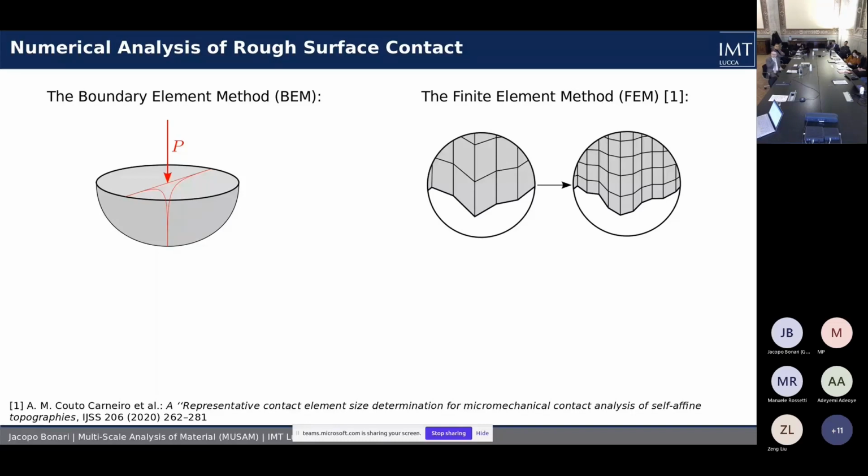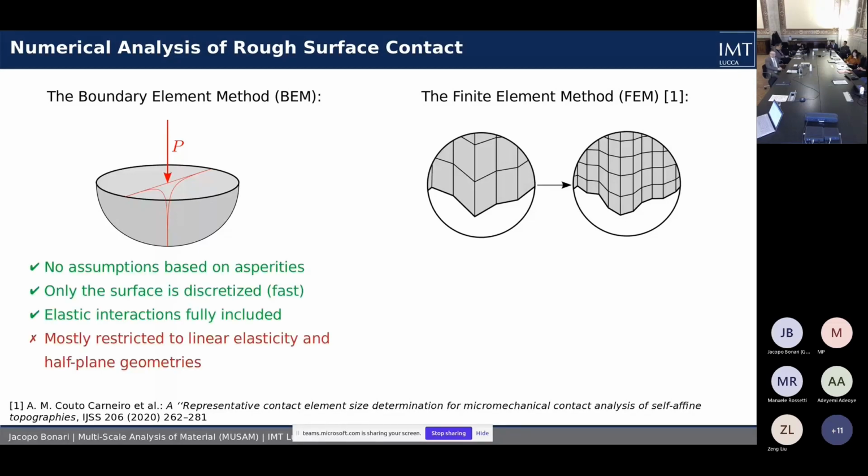The first is the boundary element method, which is based on the convolution of the forces exerted by a rough surface on an elastic continuum. It has some good features. For example, it doesn't need any assumption on the asperities shape, so that we can choose in total freedom the geometrical features of the body.